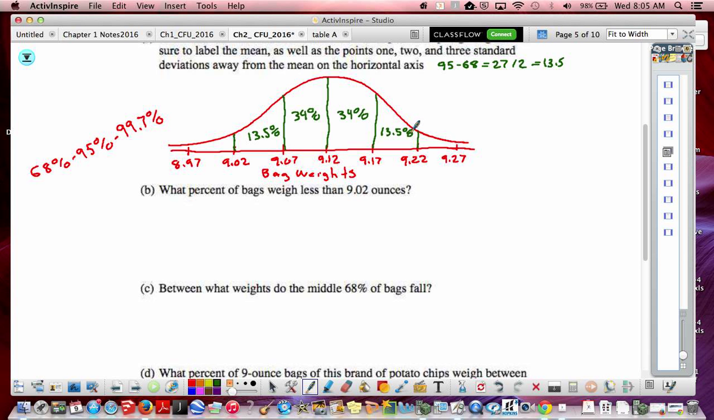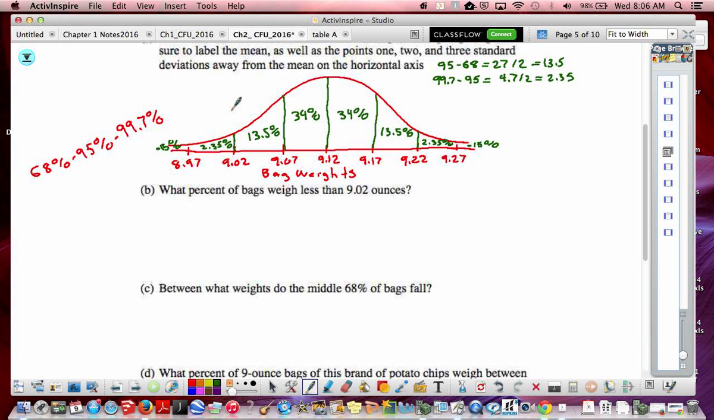So now we still have 2.5% here and 2.5% here. If I do that same kind of process, 99.7 minus 95 leaves me 4.7. If I divide that by 2, that's 2.35. So this area is 2.35%, meaning this is 0.15%. Same thing over on this side. I find that calculating those out or just knowing those facts makes doing these problems a whole heck of a lot easier.